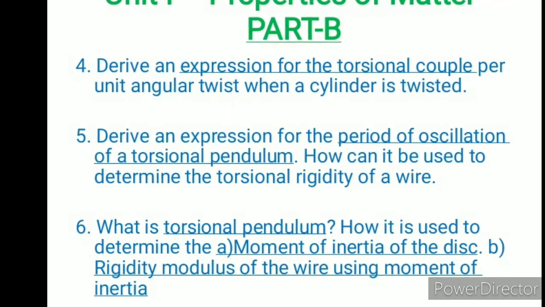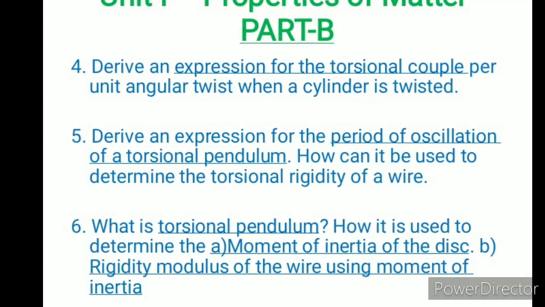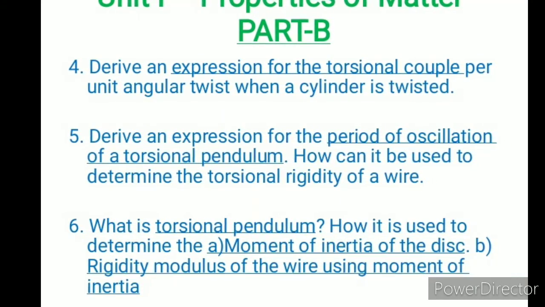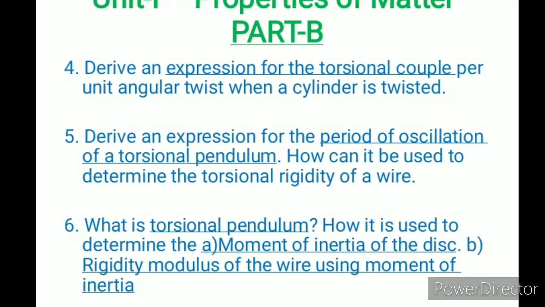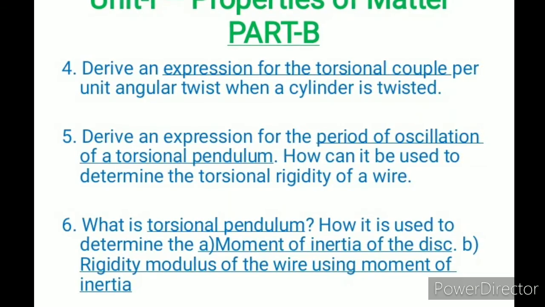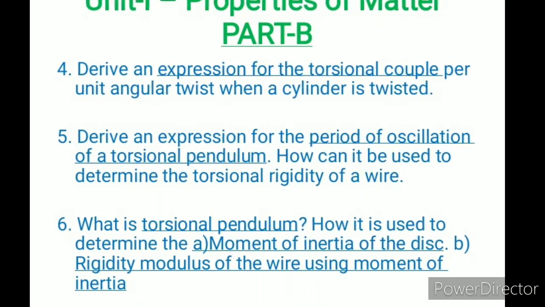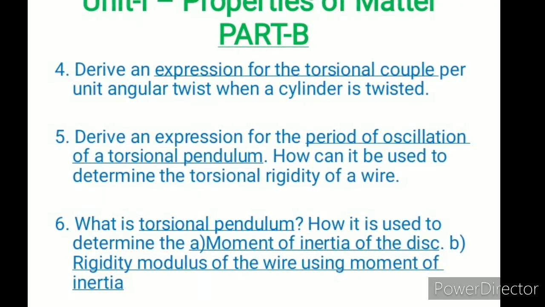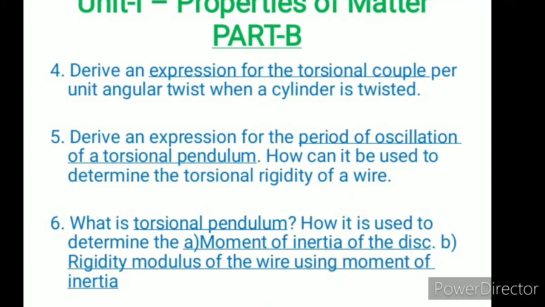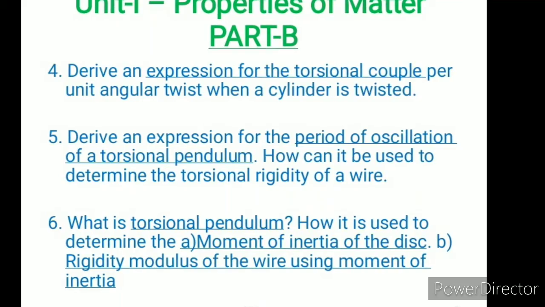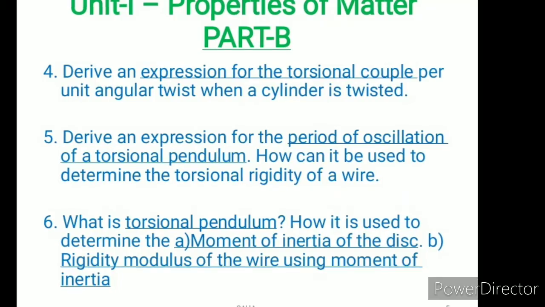Sometimes some questions they will ask indirectly, so we have to read the question carefully. Fourth question: derive an expression for the torsional couple per unit angular twist when a cylinder is twisted. Fifth question: derive an expression for the period of oscillation of a torsional pendulum. How can it be used to determine the torsional rigidity of a wire? Sixth question: what is a torsional pendulum? How is it used to determine the moment of inertia of a disc? Subdivision 2: rigidity modulus of the wire using moment of inertia.